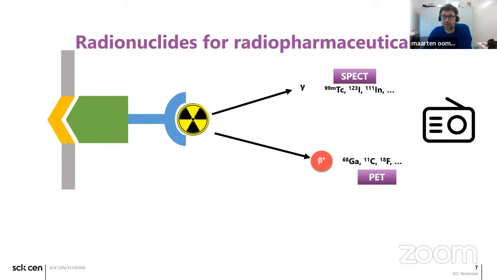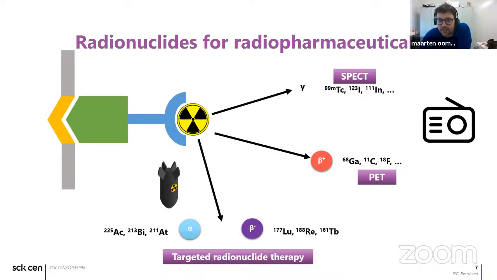So we can really visualize the radioactivity from outside. We can also choose to attach a nuclear bomb to it with alpha emitters or beta minus emitters, and then we call that targeted radionuclide therapy. We can actually use the therapeutic potential of these radionuclides in a directed way in the radiopharmaceuticals.